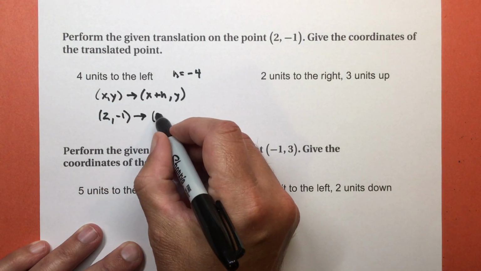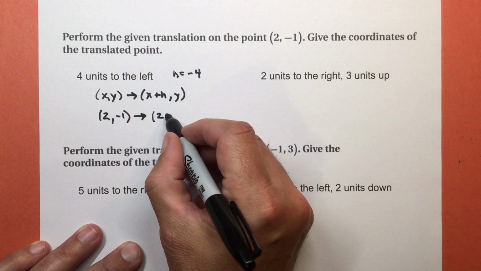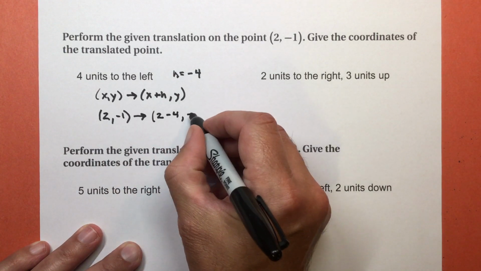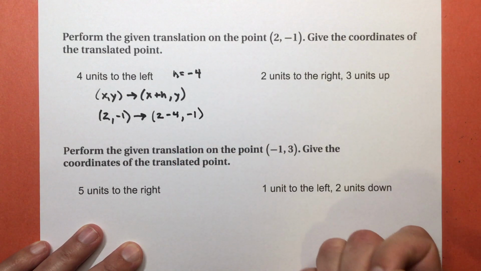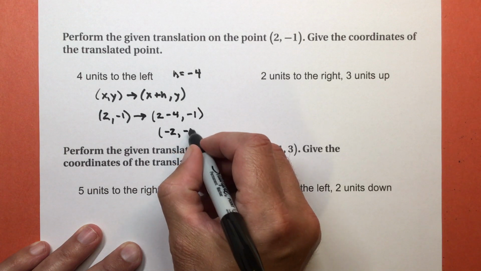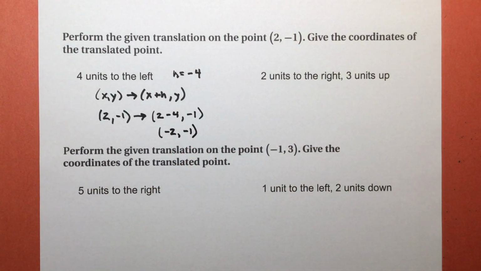So I'm going to get 2 plus -4, which is 2 minus 4. Now, I didn't go up or down, so the y is going to stay the same. The only thing I have to do is I just have to simplify. 2 minus 4 is -2, and my new point is at -2, -1.